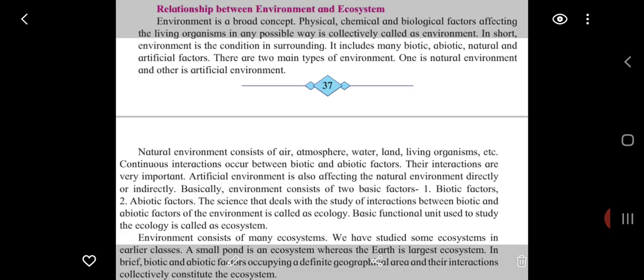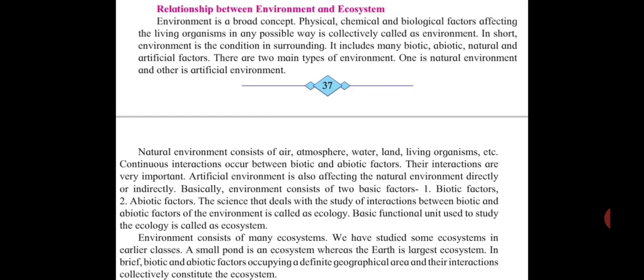Now remember, an ecosystem is a part of the environment which we select to understand the ecology. Now it can be a puddle of water, it can be a pond, it can be a lake, it can be a forest, okay, it can be a desert. So ecosystem is a part of that environment which we consider to study its ecology. Now environment consists of many ecosystems. We have studied some ecosystems in earlier classes. A small pond is an ecosystem, just now as I said. Whereas the earth is said to be the largest ecosystem.